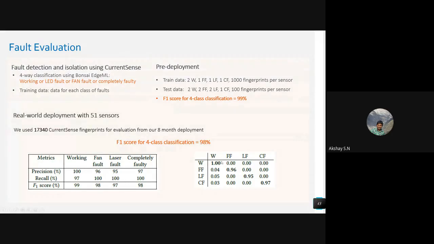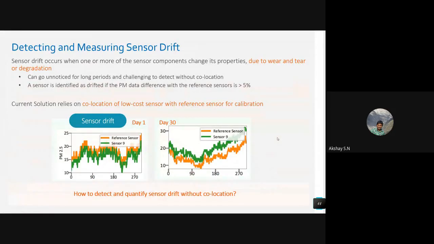Here is the confusion matrix for working, fan fault, laser fault, completely faulty. As you can see, the diagonal elements have very high values, which means the accuracy is very high, and there are very few false positives, which means cases where there is no fault but we say there is a fault are very low. This simply indicates the efficacy of the algorithm, which is designed to detect whether there is a fault or not. Now, I'll pause here for a minute to see if there are any questions.